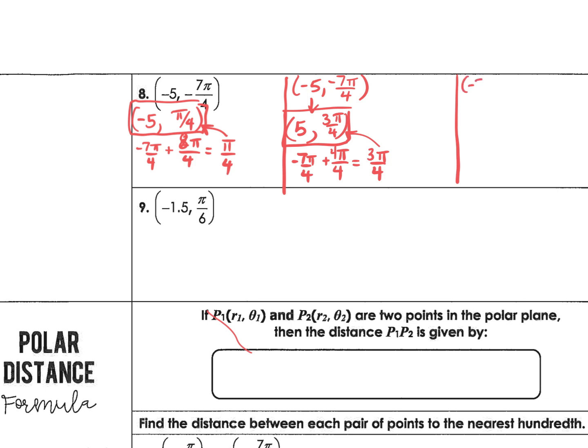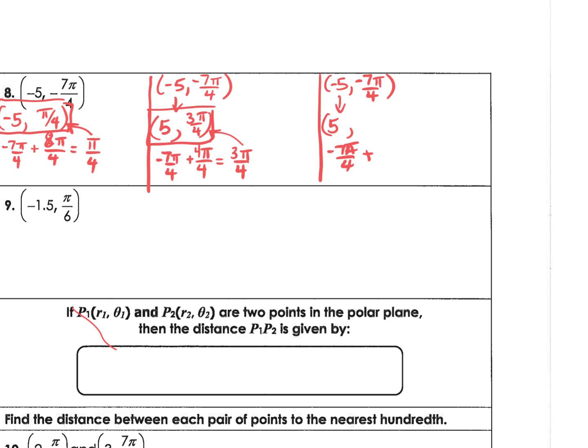Now I'm going to take negative 5, negative 7 pi over 4. This changes to positive. And then I'm going to take my negative 7 pi over 4, and I'm going to add the next multiple of pi to it. The next odd multiple, we added 1 pi, so now we're going to add 3 pi. 3 pi is the same as 12 pi over 4, which is 5 pi over 4. So that goes here.